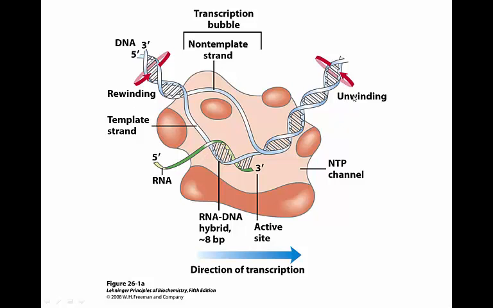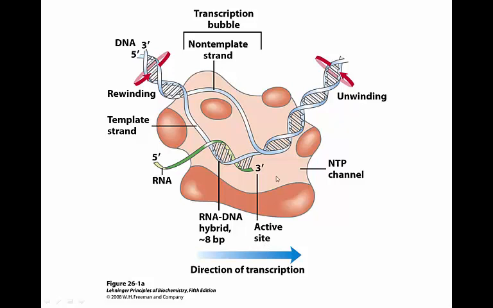So we unwind in front of the RNA polymerase. We rewind after the RNA polymerase. And after we're finished doing this, there's no change in the supercoiling state of the DNA. So here we're changing the supercoiling state. This reestablishes the supercoiling state of the DNA that we started with.